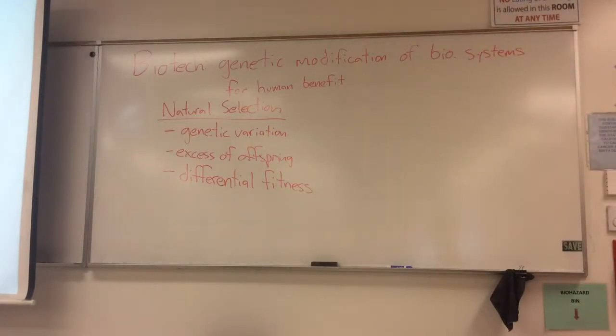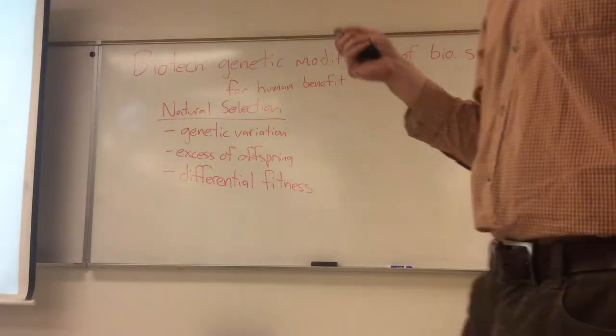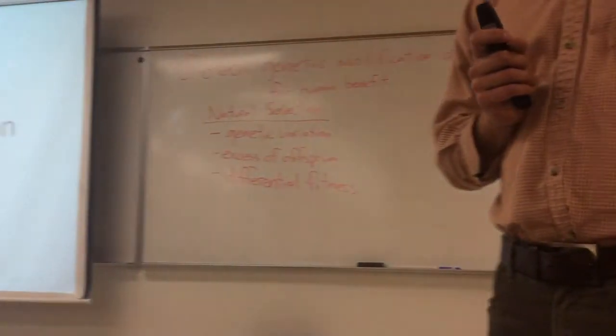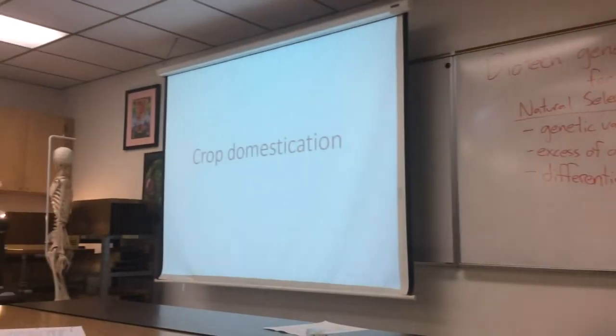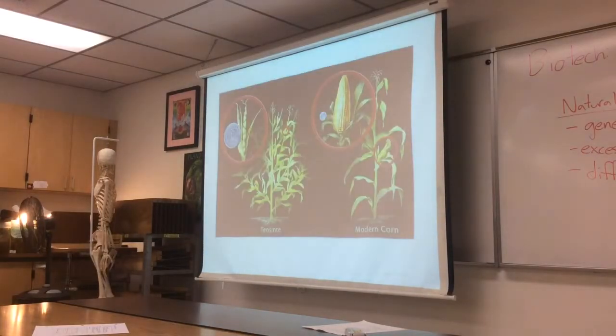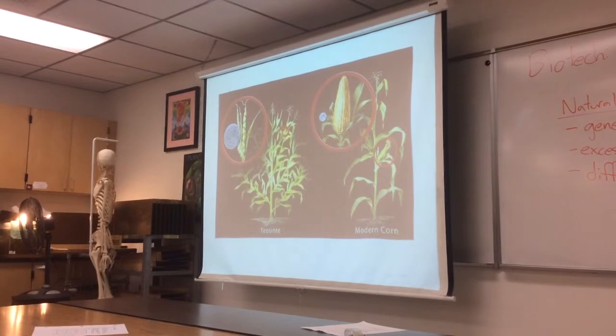So the reason I'm talking about this in the context of biotechnology is to lead into the earliest form of human biotechnology, which is crop domestication. So all the food that we eat is derived from organisms that evolved naturally in their environments, but we've modified almost all of them pretty extensively. So a good example is corn.